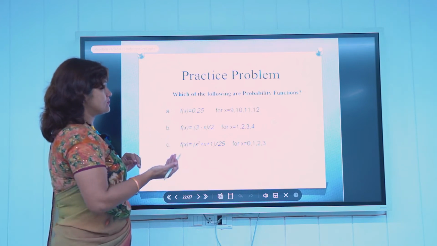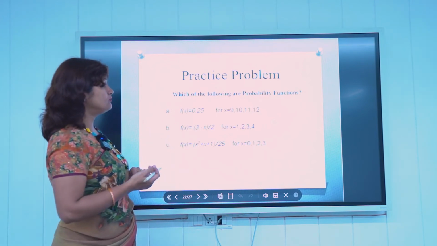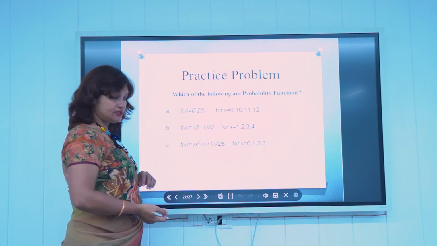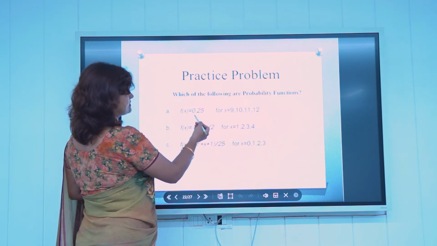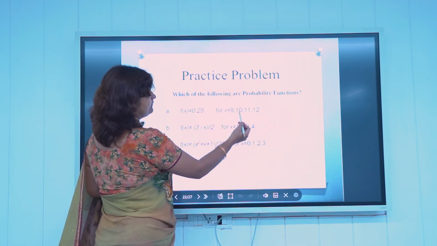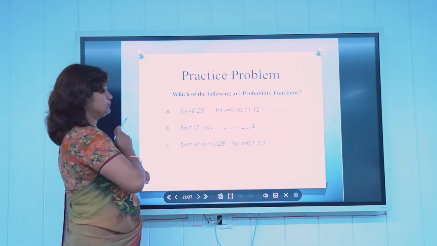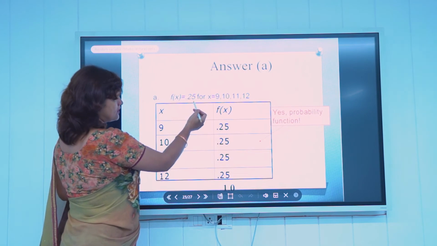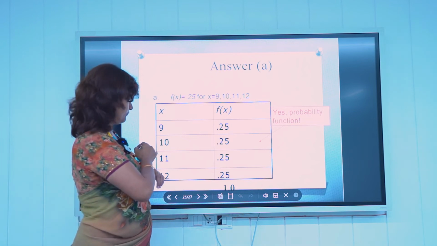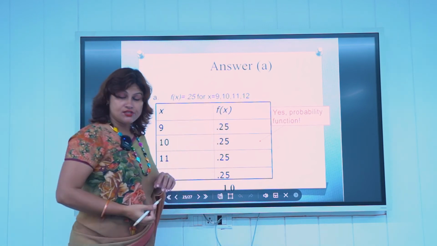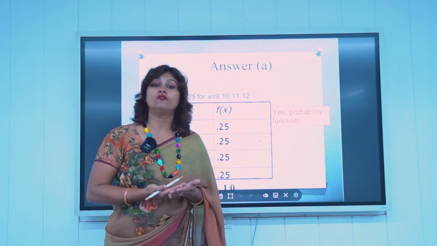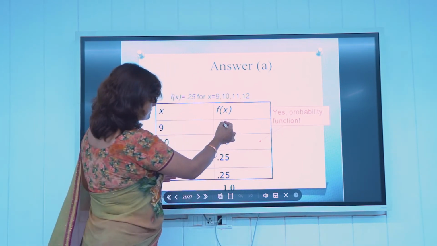So there is one practice problem: which of the following are probability functions. So let us calculate that. In the first case we have f(x) equal to 0.25 and the values for the random variable are 9, 10, 11 and 12. Since it is a constant function, it won't change its value for any substitution for the value of x. So it is always 0.25.